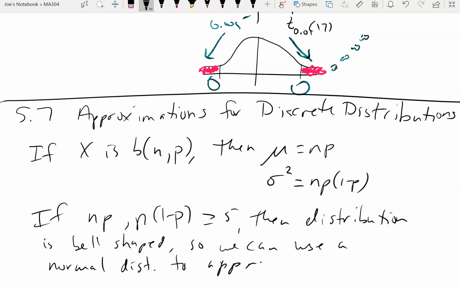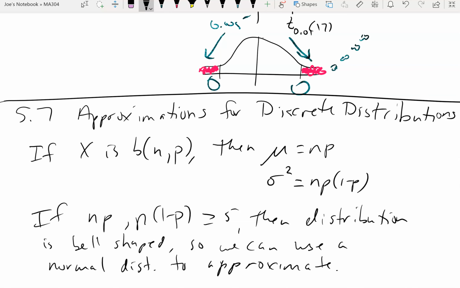What do you think we would use for the mean and variance to approximate? What mean and variance for the normal do you think we would use to approximate? Yeah, these: this mu and this sigma squared, right? We would just use that mean and that variance.